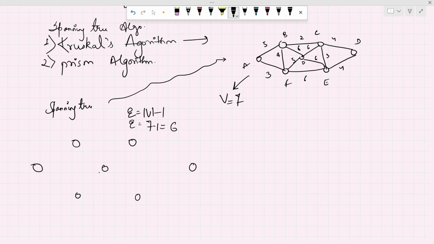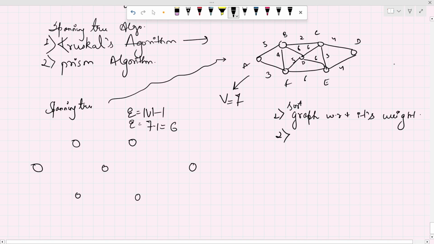Now what basically does the Kruskal algorithm say? It says: sort the edges of the graph with respect to their weight. First point is to sort the graph with respect to its weight. That means wherever you see the minimum weight, draw an edge there, connect those two points. And remember one thing, you can use only six edges to connect all the vertices. This is a very important and very notable point.